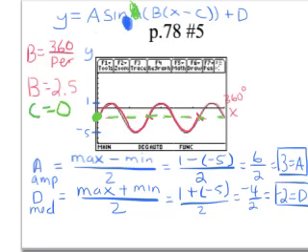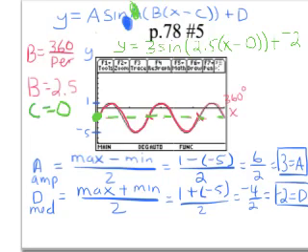Okay, so if we put it all together, we have our equation y equals 3 times the sine of 2.5 times x minus 0 plus a -2, which of course we could rewrite y equals 3 sine of 2.5x minus 2. You don't need the 0 or the plus.